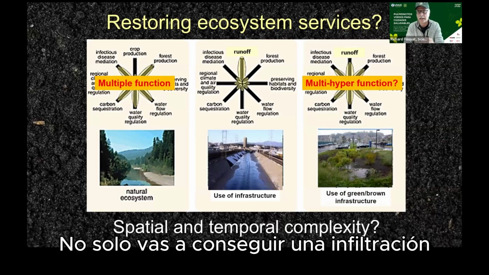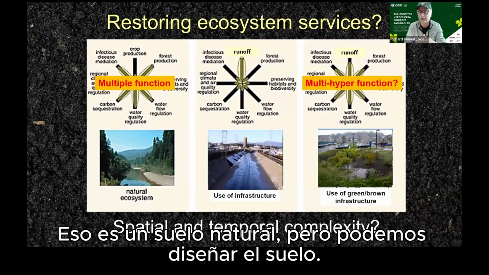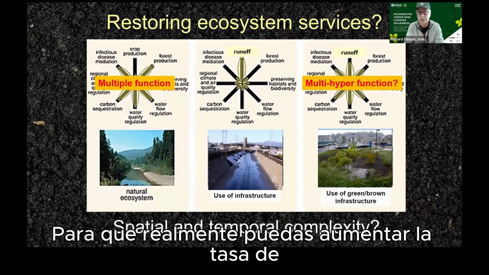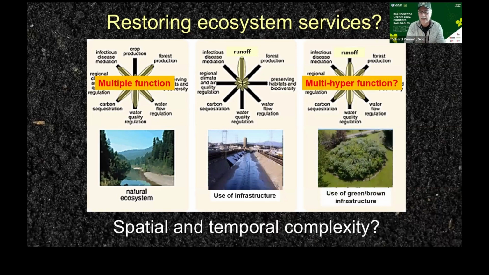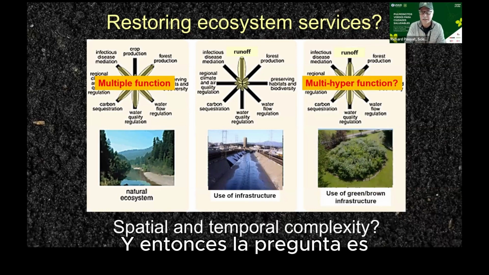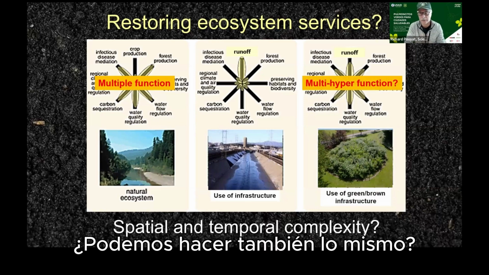So not only are you going to get water infiltration into a soil that's a natural soil, but we can engineer soil so that you can actually increase the rate of infiltration. So that's where that hyper comes from. And so the question then is, if we could put microforests in the landscape, can we also do the same thing?